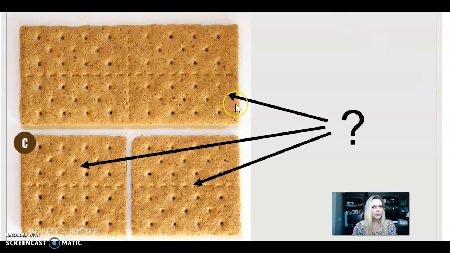All right, so for this one, I want to know first, what is the shape of this top graham cracker? Good, it's a rectangle. It's got 2 longer sides. Now, what about this half of the graham cracker? Just this one down here. What shape is that? Really good. It's a square.